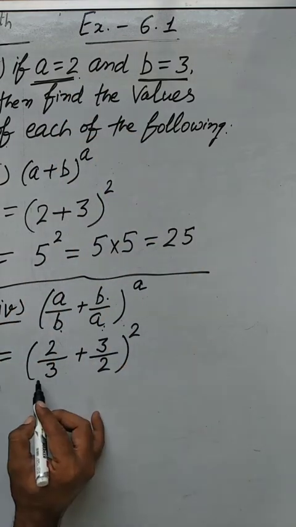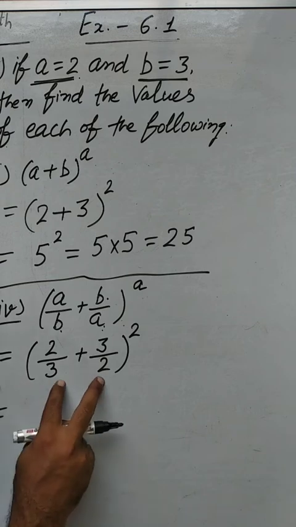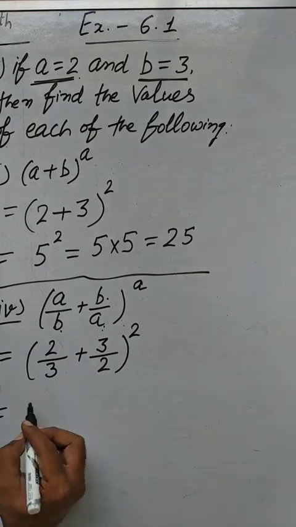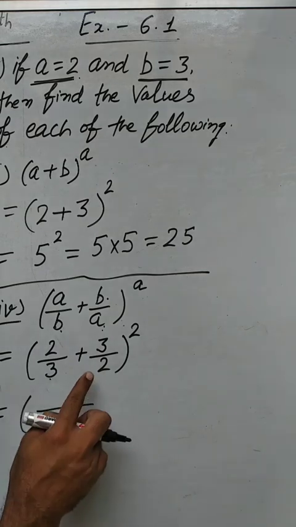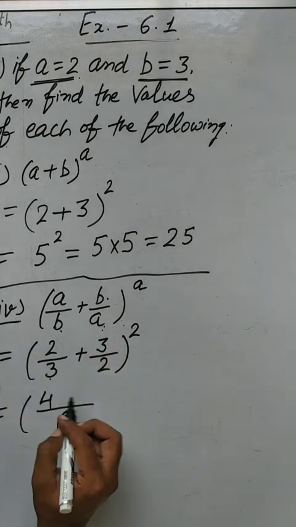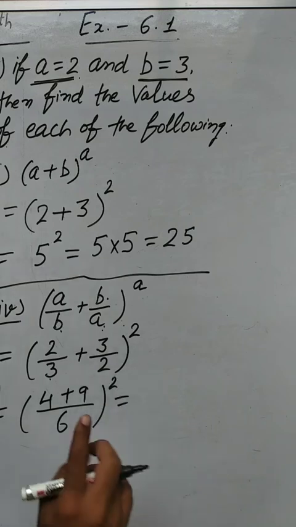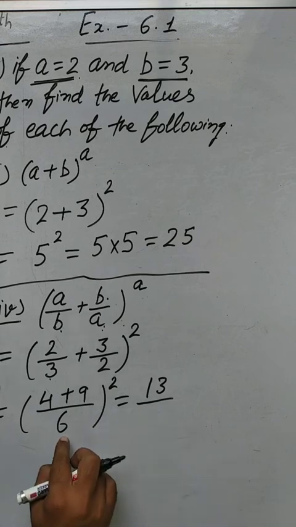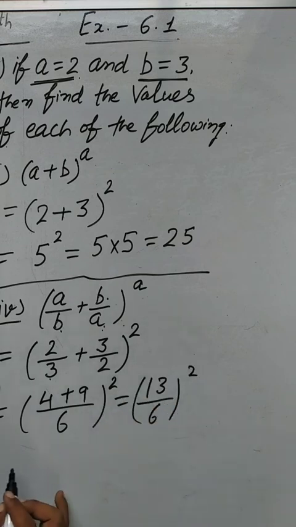Okay, you know how to add two rational numbers. Now nothing is common between numerator and denominator. We can simply apply cross multiplication, and the LCM is 3 into 2, 6, 2 multiply 2, 4, 3 multiply 3, 9, raised to power 2. 4 plus 9, beta, 13 upon 6 raised to power 2.